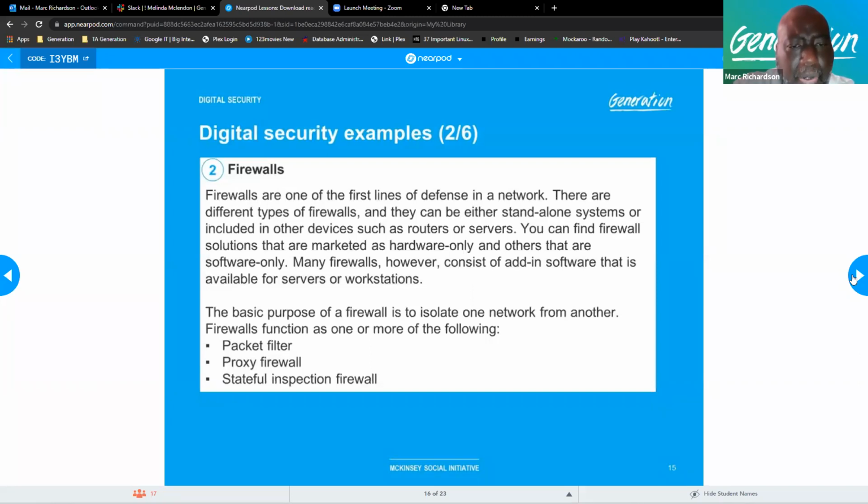The basic purpose of a firewall is to isolate one network from another. Remember that's very important. Basic purpose of a firewall is to isolate one network from another. Firewalls function as one or more of the following: a packet filter, a proxy firewall, or a stateful inspection firewall.